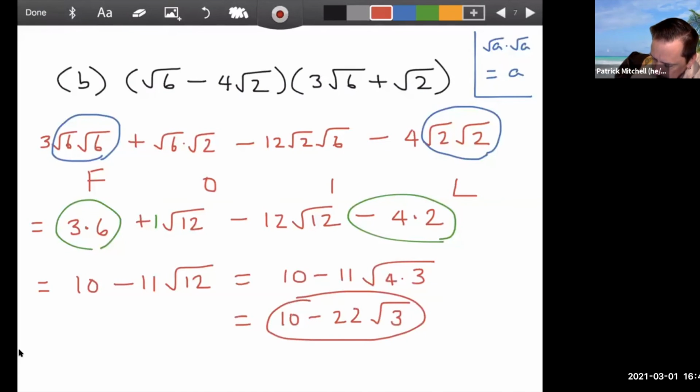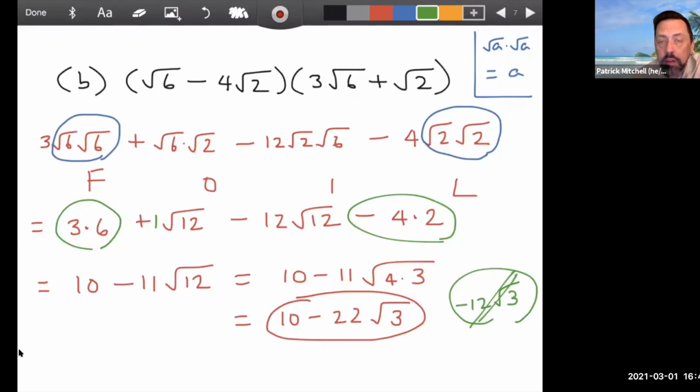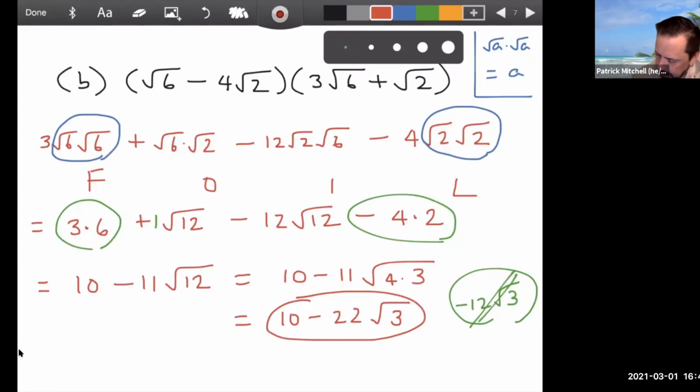You might be tempted to say, oh, that simplifies down to negative 12 square root of 3. Well, that would be like saying 10 minus 22x is negative 12x. That does not work. So again, you just have to leave it like that. All right, next.